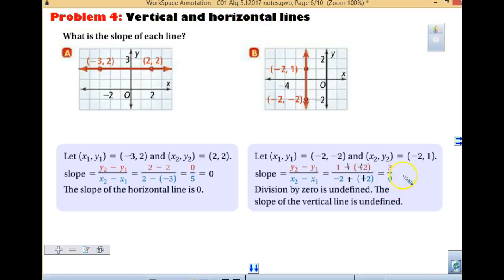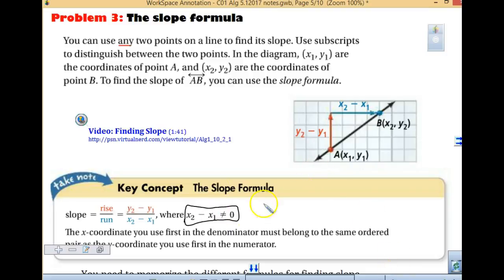You can never divide by 0, and if you leave this for an answer on your homework, I'm going to mark it wrong. 3 divided by 0, any number divided by 0, you want to leave this and write undefined. So I know they have it down here, the slope of this is undefined. Your answer is undefined. So when we were talking back here about why that denominator can never be 0, the reason is that division by 0 is always undefined.